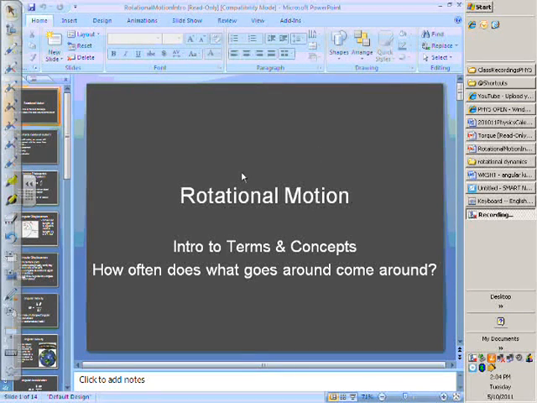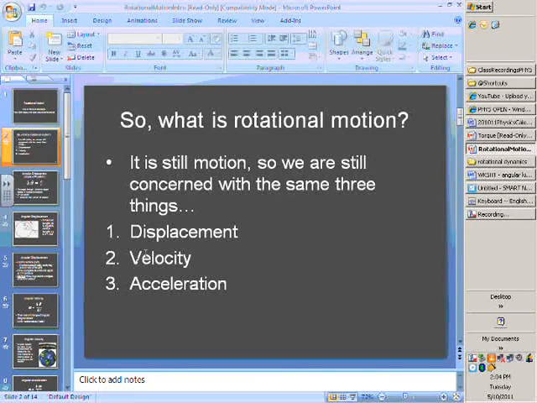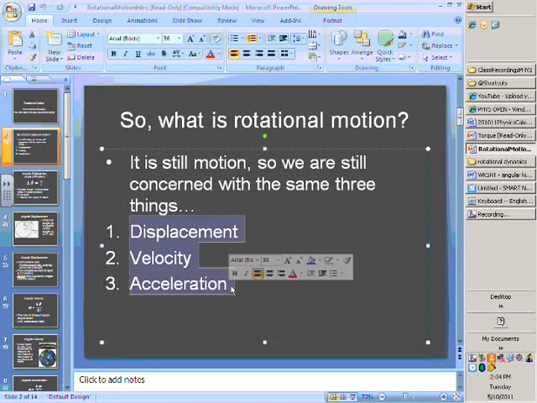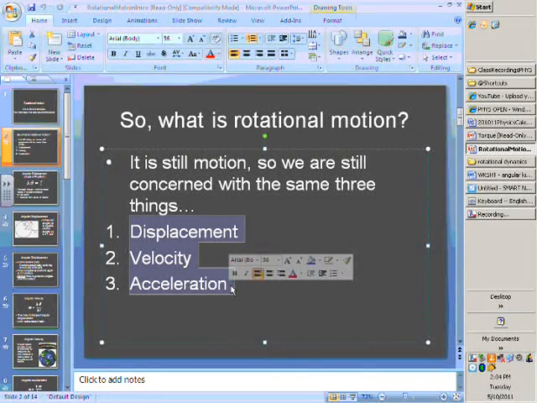So to start off for today, first thing I wanted to do, on Friday, we introduced these concepts dealing with rotational motion. And we talked about the idea that it is motion, so we're still dealing with these three things: displacement, velocity, acceleration. But how we define them has to change, just because it's a different kind of motion. But it's still motion, so we still include those things.